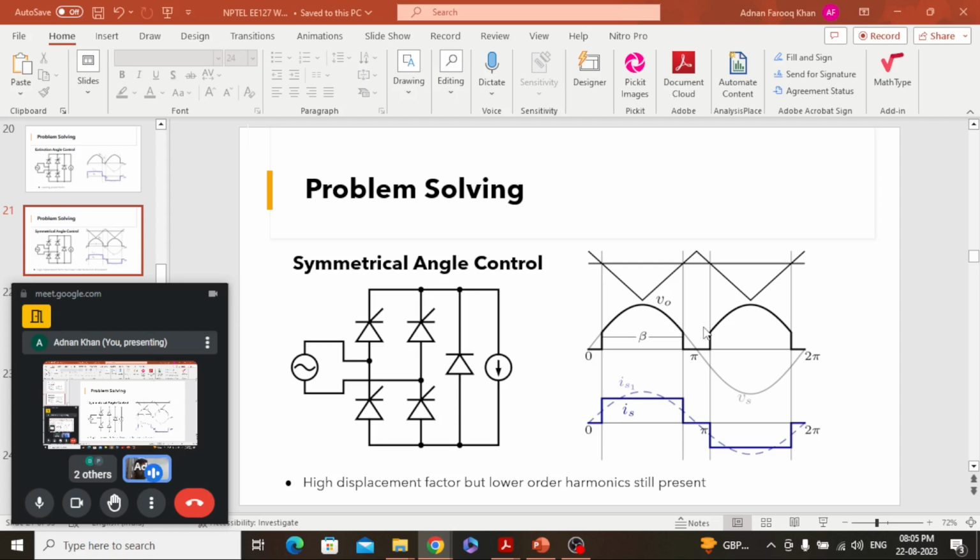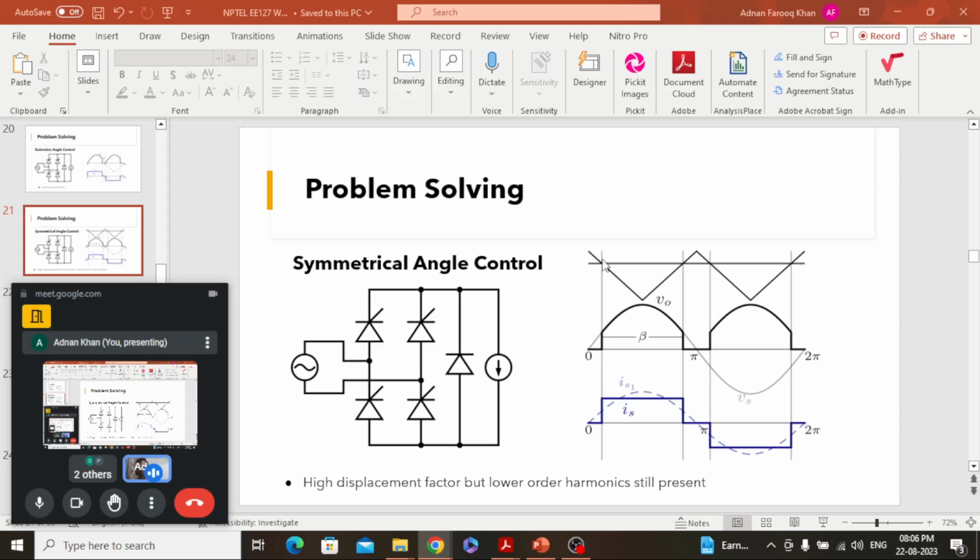So how will we be doing this? How will we be doing the switching? We'll be having a triangular carrier, here you can see this kind of wave, and we'll be having a modulating signal. Let us say this straight line you can see.